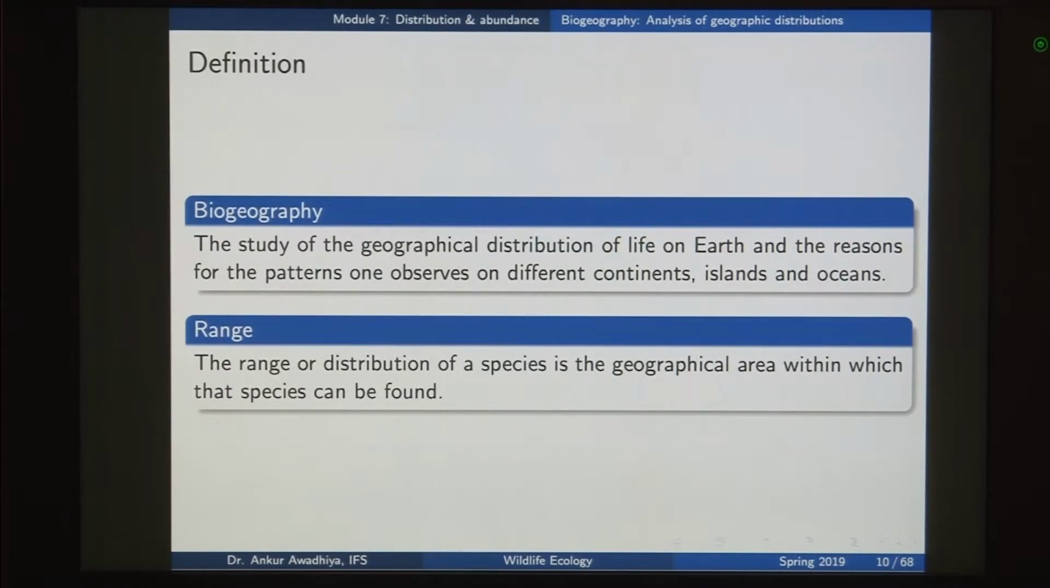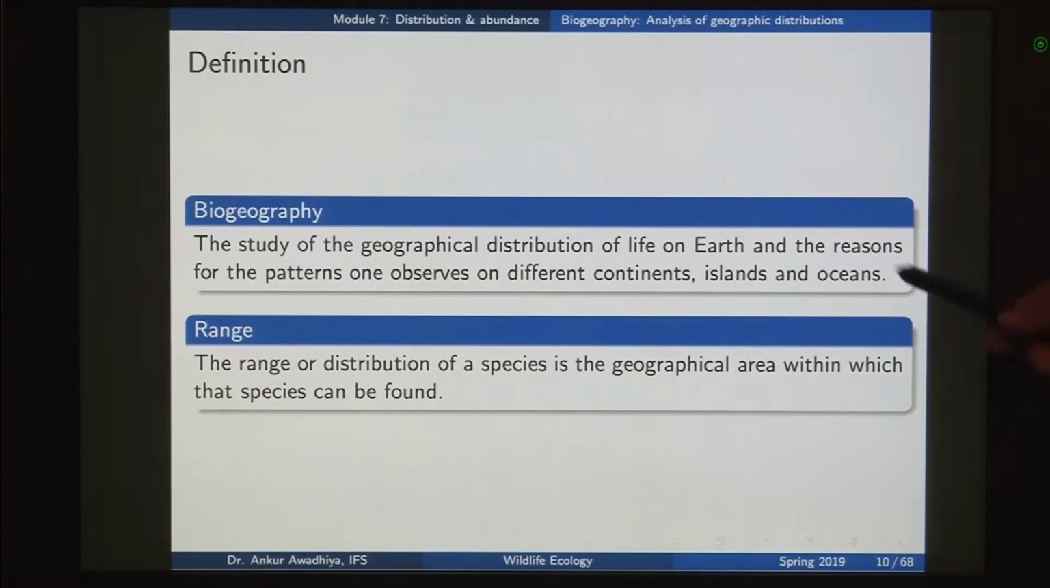Biogeography is the study of the geographical distribution of life on earth and the reasons for the patterns one observes on different continents, islands and oceans. Essentially it asks why certain species are found in certain areas, and it also tries to document which species are found in which areas. So it is a cataloging of different species in different areas, and the reasons. Not only do you catalog, but you also ask what the reason is behind a particular geographical distribution.